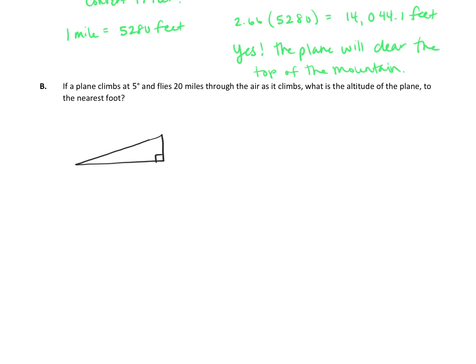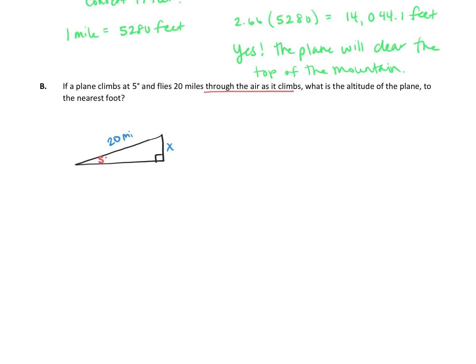And let's figure out what we know. It says it climbs at 5 degrees. So that's going to be that angle here. And then it says 20 miles through the air as it climbs. So what that means is that this is where the plane is climbing through the air. So this is going to be 20. And we are in miles, right? 20 miles. What is the altitude of the plane? Altitude is a height measurement, straight up and down. So there's our altitude.